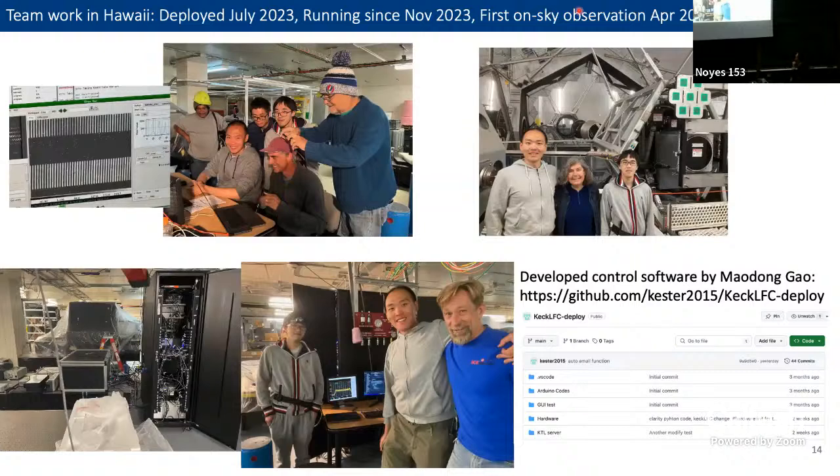So this story is continuing, and there will be further developments and improvements of this system. And another highlight is that I developed a full system controlling software, which is publicly available, open source, online.